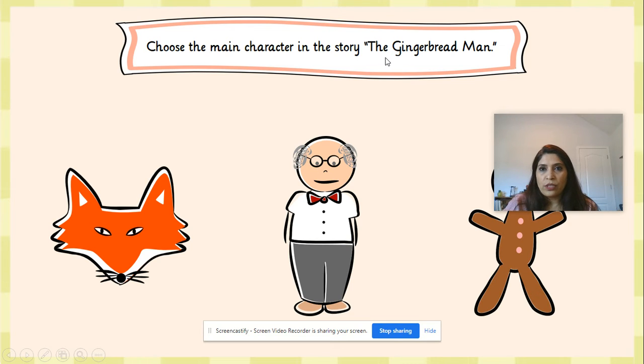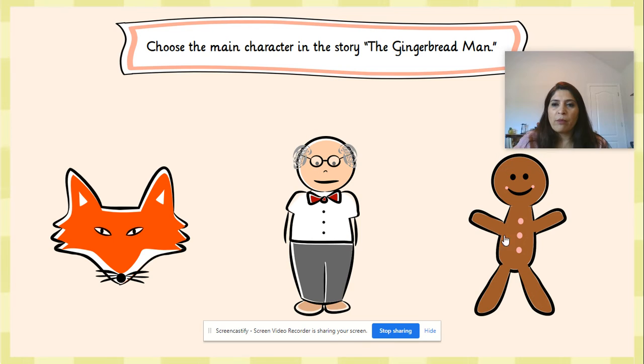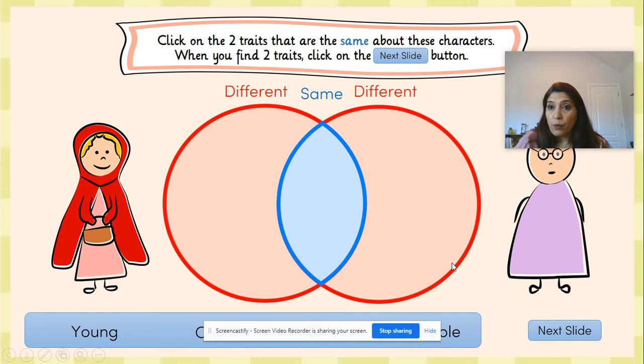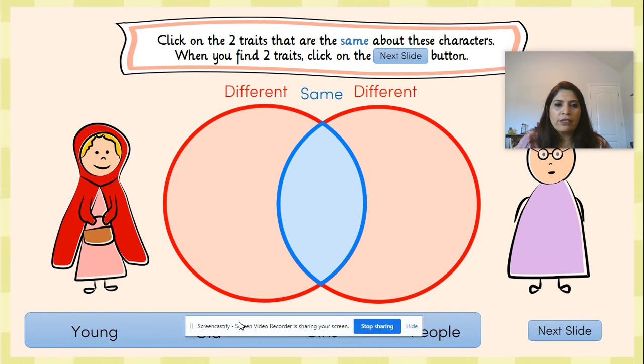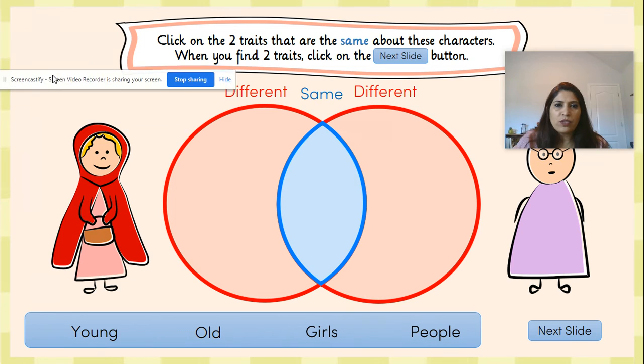Well, if the title of the story is Gingerbread Man, then the story is going to be about who? Obviously, the gingerbread man, not about the fox or the person, but it's going to be about the gingerbread man because that is the title of the story. And again, we were right. All right, so let's look at the next one.